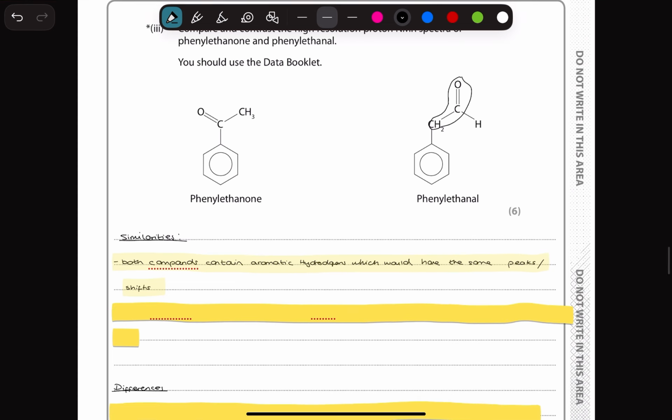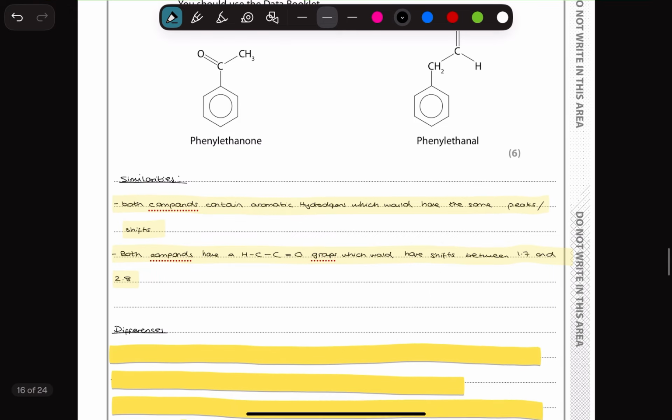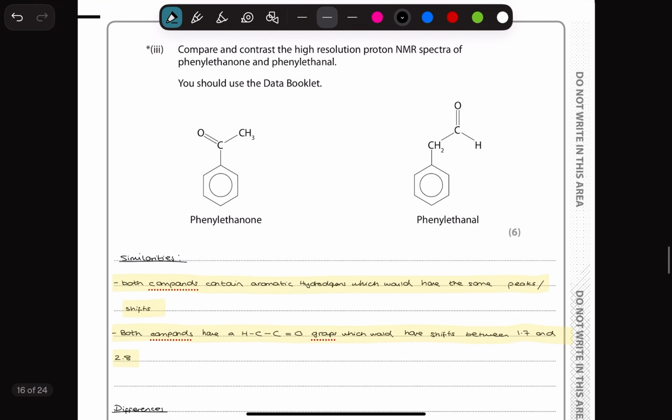So if I just get rid of these two, both compounds have a HCC double bond O group, which would have shifts between 1.7 and 2.8. So in the mark scheme it said 3, but it doesn't really matter, to be honest. So those are all the similarities. There might be more similarities in terms of the molecules themselves, but this question is to do with NMR only. So that would mean that all your points, you have to link it to NMR.